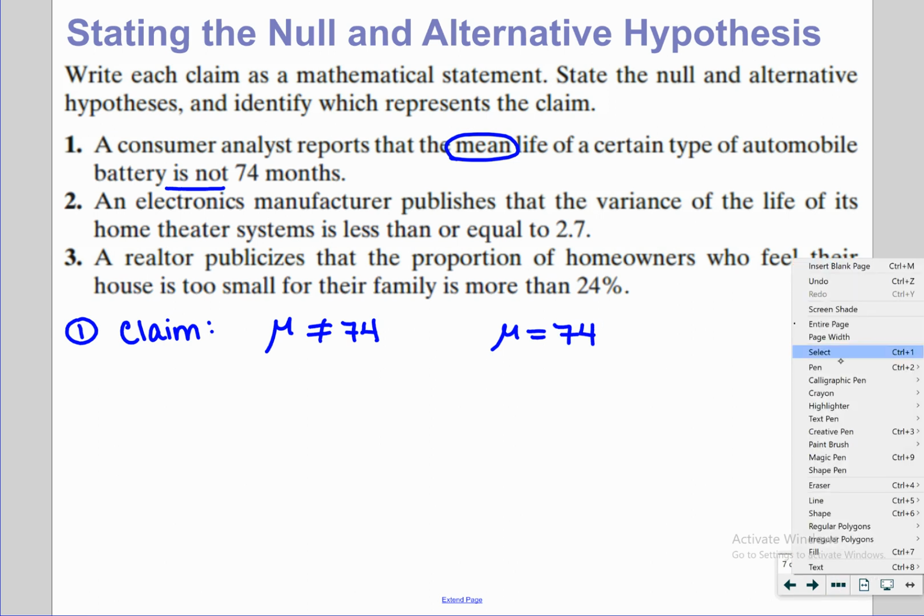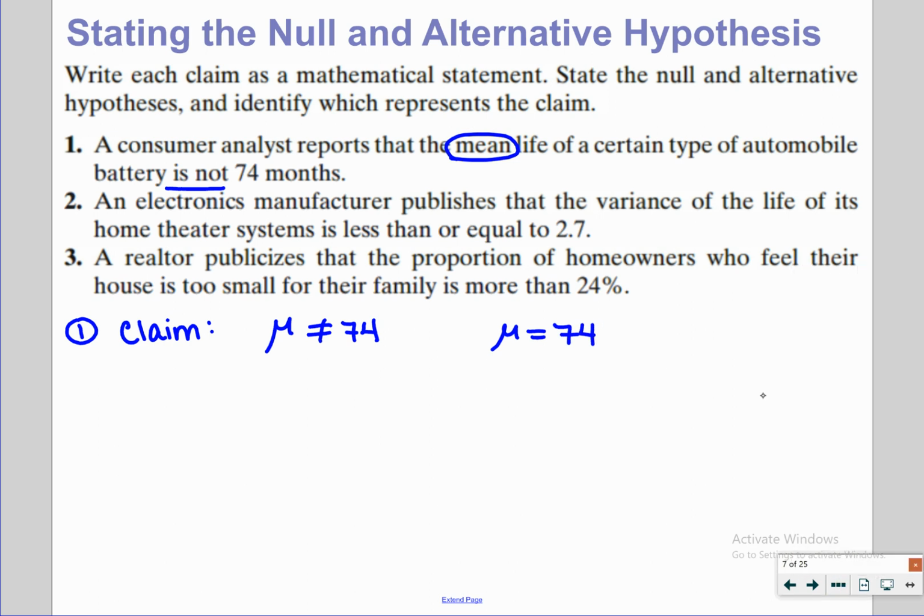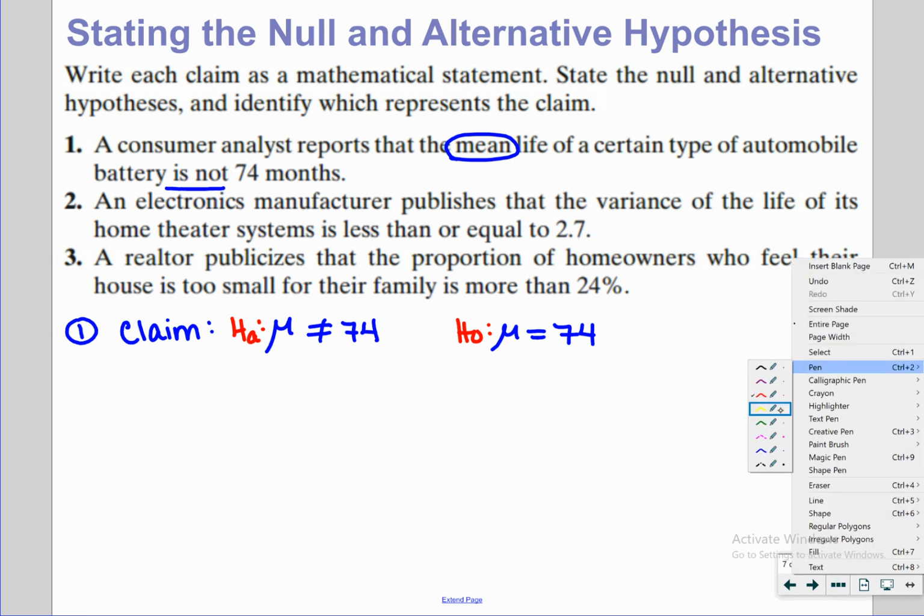And then we just need to label which one's the alternative and which one's the null. The one that is equal to is my null. The one that is not equal to is the alternative. So in this case, the claim is the alternative hypothesis. Okay. Let's look at the next one.